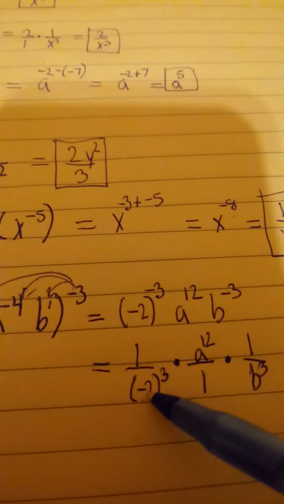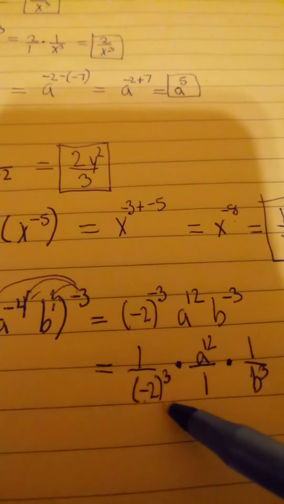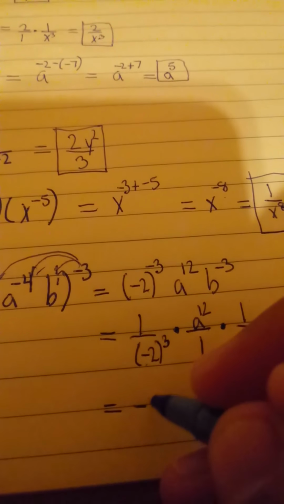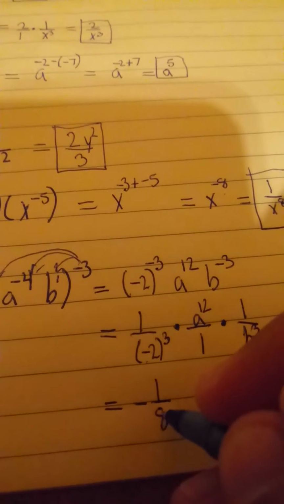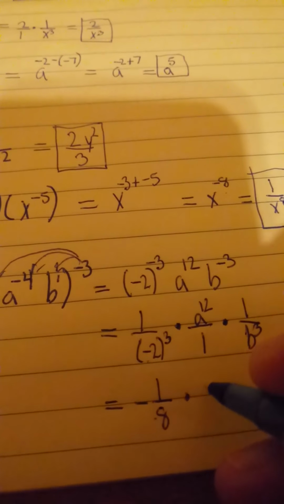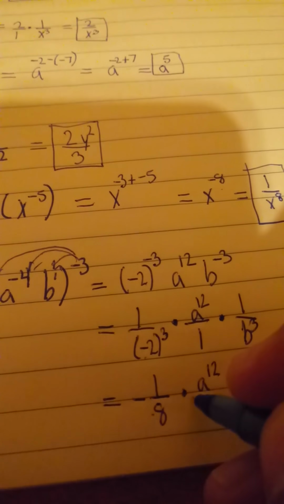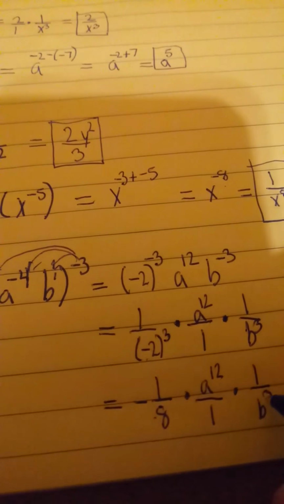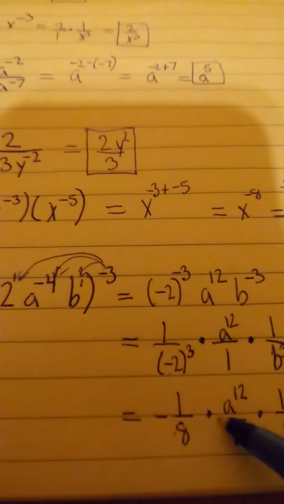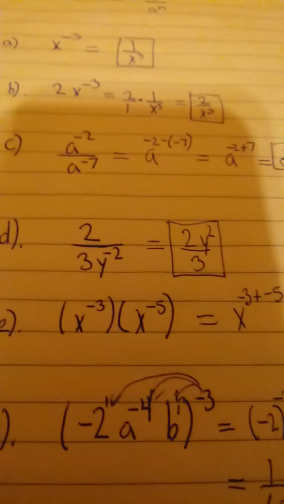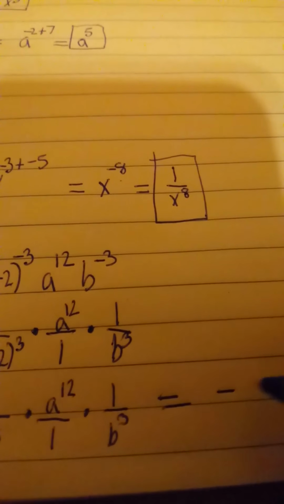So we're going to simplify this. This is going to be negative 2 times negative 2 times negative 2, which becomes negative 1/8, because we're going to end up with a negative 8. The negative could be here or it could be in the middle, it doesn't matter, times a to the 12 over 1 times 1 over b to the 3rd. And then we just multiply. This thing is going to end up being negative. So let me go ahead and write down the answer over here on the side since I'm running out of space. So this thing will be negative.